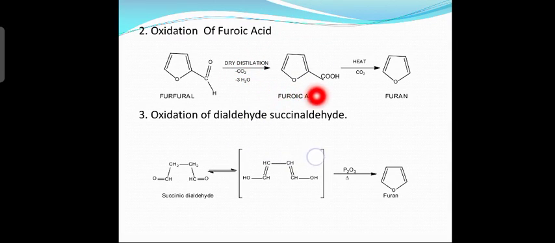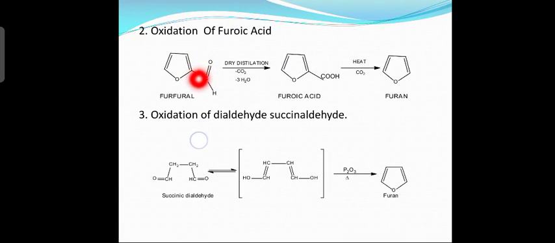Now oxidation of furoic acid. Now how is it? Furoic acid is obtained from furfural. What is furfural? It is nothing but one molecule of this oxole, this molecule or furan, and then aldehyde group. So this on oxidation with acidified potassium dichromate. So here there is a mistake, it is not dry distillation, it is oxidation in the presence of acidified potassium dichromate. Okay, oxidation takes place.